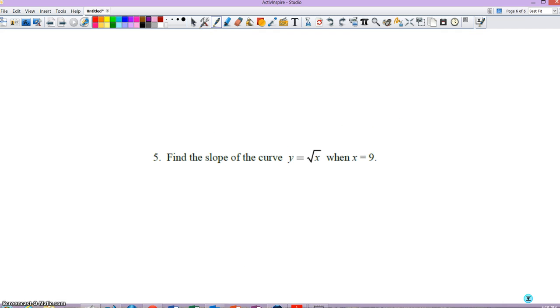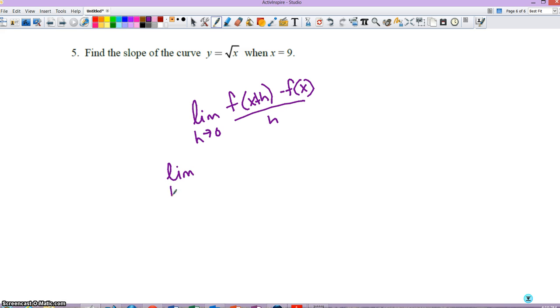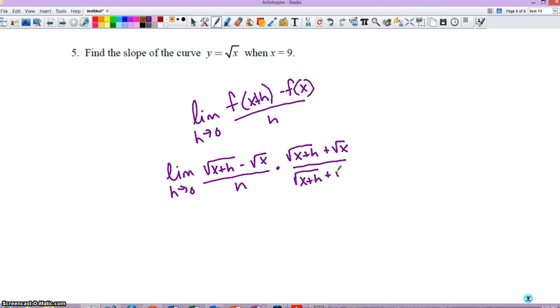And the last question, find the slope of the curve y equals the square root of x when x is 9. That's the limit as h approaches 0 of f of x plus h minus f of x over h. So it's the limit as h approaches 0 of the square root of x plus h minus the square root of x over h. 0 over 0 situation, so you got to do something else. Multiply by the conjugate, over the square root of x plus h plus the square root of x.